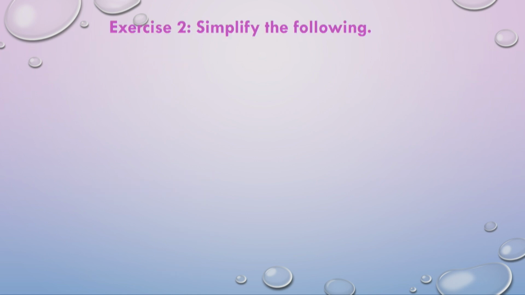Next one, 5n power 6 times 4n power 8 over 2n power 5. So again, we have to multiply and divide. 5 times 4 gives me 20. n to the power of 6 plus 8, which is n to the power of 14, over 2n power 5. So I divide by 2 and I get 10. n to the power of 14 minus 5, which will give me 10n power 9. Now you have a few questions to practice on division law.